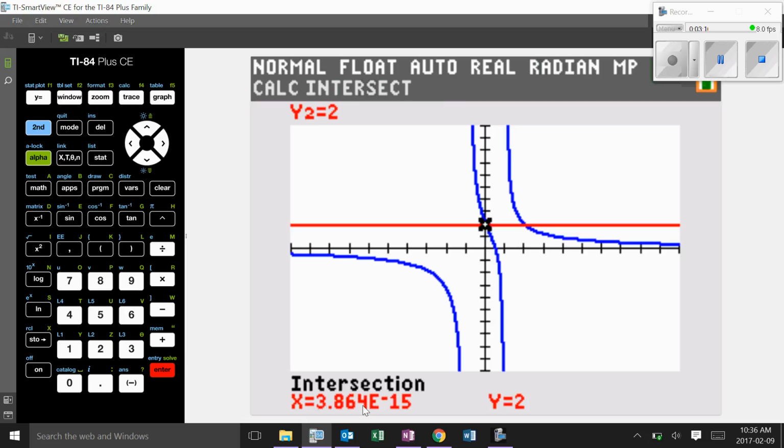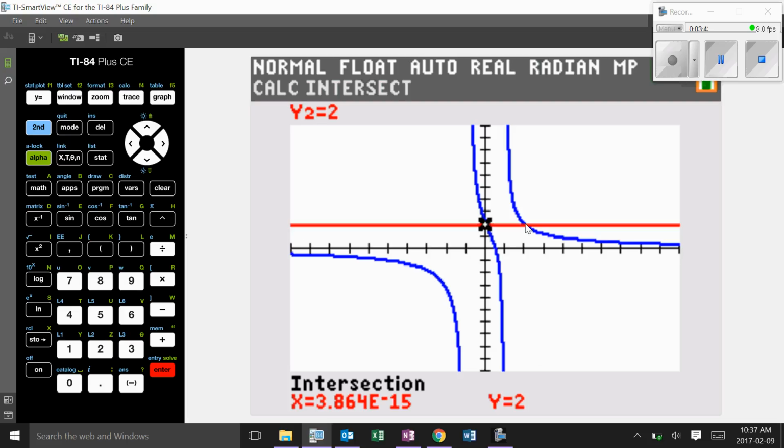And there it is. So the intersection is at y equals 2, and for the x value we're looking at scientific notation here, and so that is at x is equal to 0, because essentially we're talking about 3.864 times 10 to the -15th. So there's a lot of zeros before that, so we'll take that to be x is 0 and y is equal to 2.